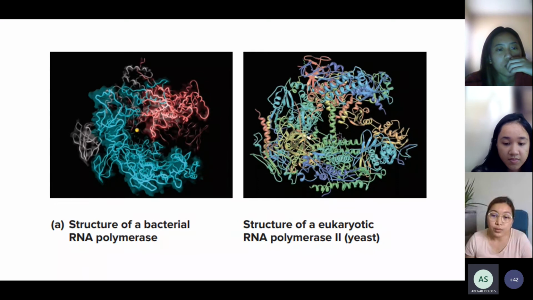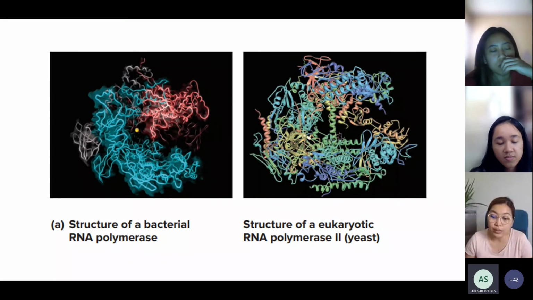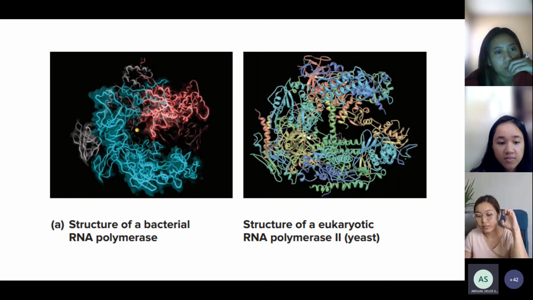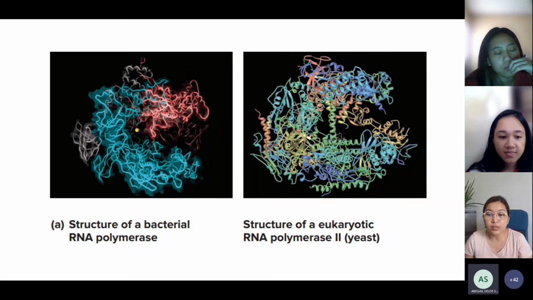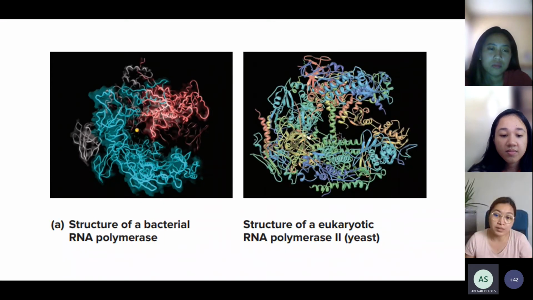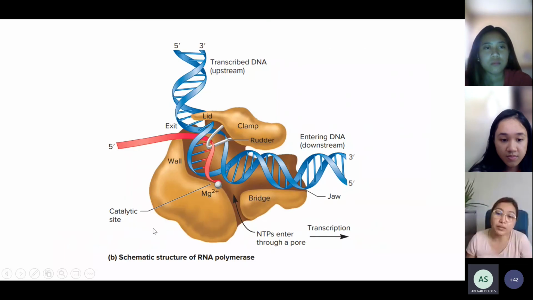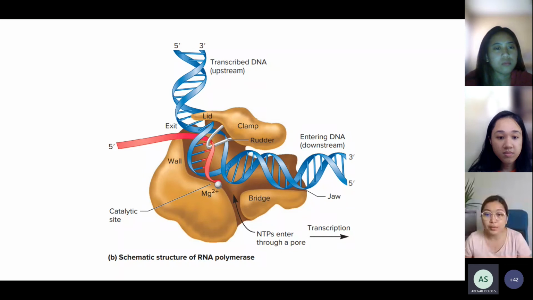So if you notice, the similarity is very remarkable. This structure also provides us a way to envision how transcription works. If you notice, it really looks like a hand. For the crystal structures, we have the bacterial RNA polymerase on the left and the eukaryotic one on the right. The bacterial enzyme was taken from Thermus aquaticus, while the other one was taken from Saccharomyces cerevisiae.